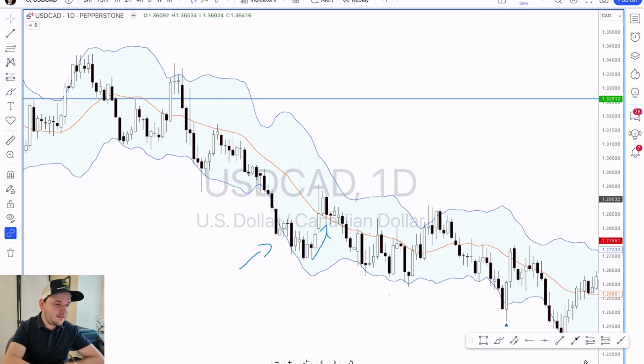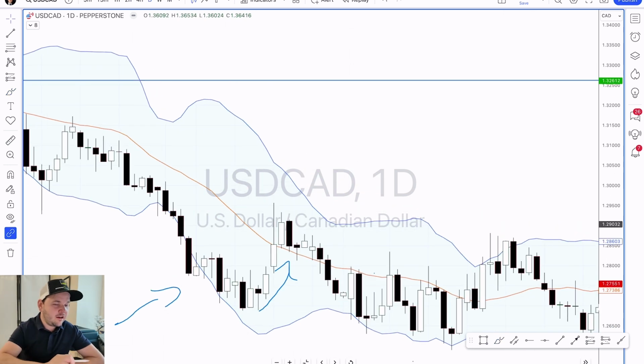So what I want to do here is wait for price to hit the middle band, maybe go a little bit higher, and then give me a nice sign of reversal, like a nice engulfing candle, a nice pin bar, something of the sort. And some people even use that middle band and don't look for any confirmation. They just sell when price goes to there or a little bit higher. You can do that too.